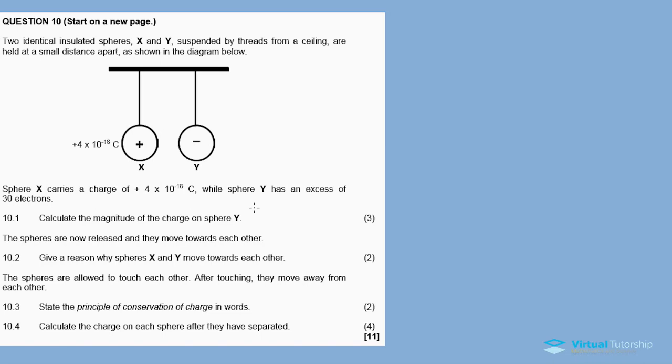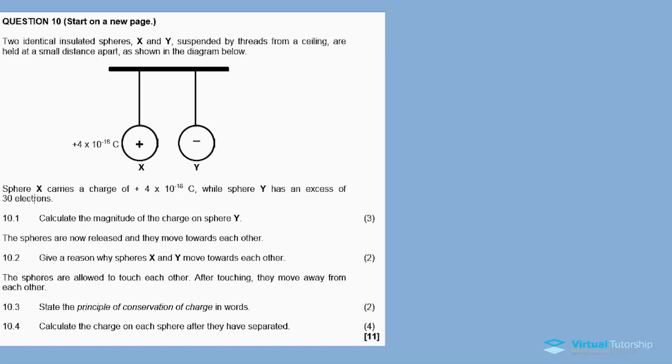Question 10: two identical insulated spheres X and Y are suspended by threads from a ceiling. The black line is the ceiling where the two spheres X and Y are suspended. These lines are threads, and the two spheres are held a small distance apart, with positive charge X and negative charge Y, as shown in the diagram below.